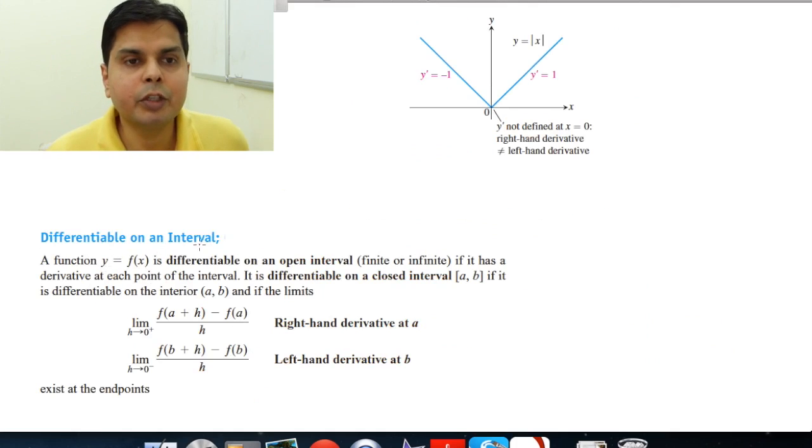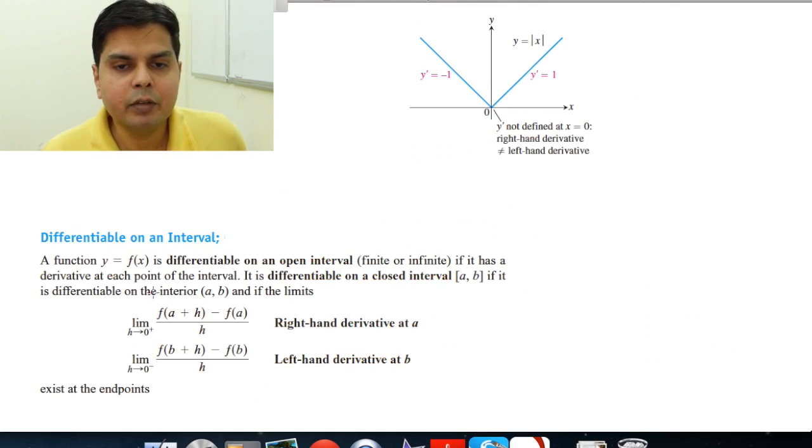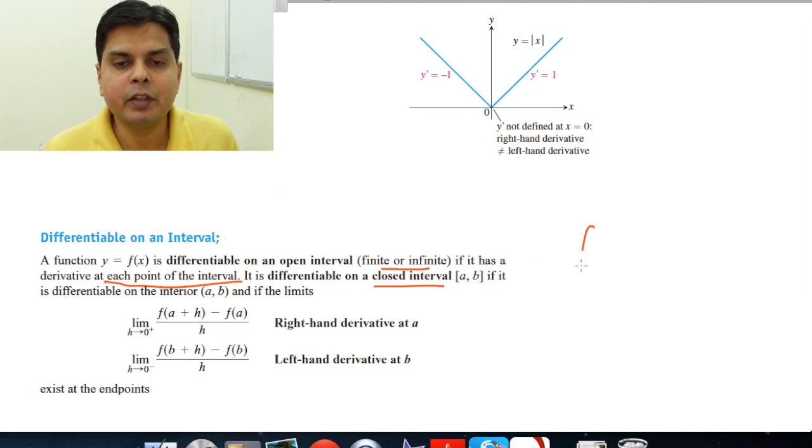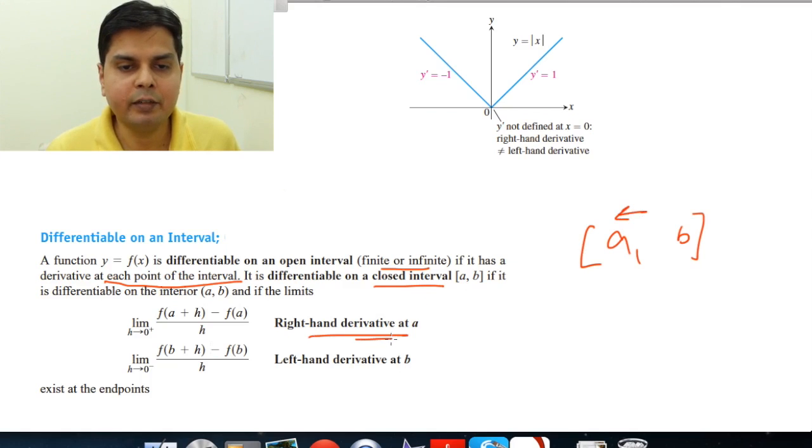A function will be differentiable on an open interval, finite or infinite, if it has a derivative at each point of the interval. Similarly, if you have to find differentiability on a closed interval, now since this interval is a and b, I can only talk about right hand derivative at a. Why? Because from this side I can find the right hand limit. So it has to have right hand derivative at a, and at b it has to have left hand derivative. In that case we will say that the function is differentiable on the closed interval.